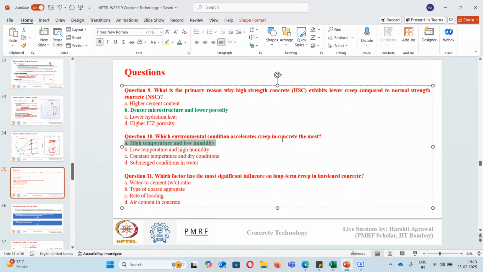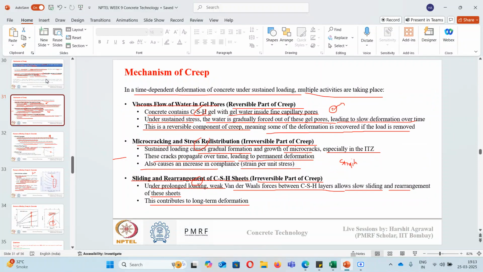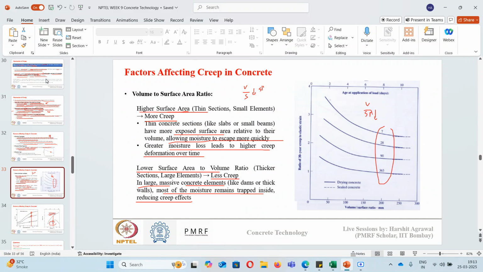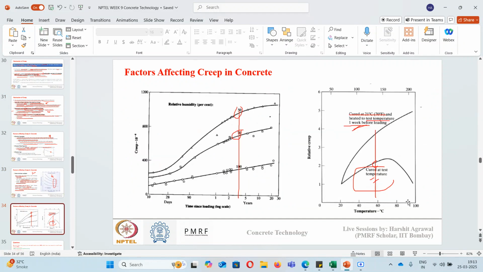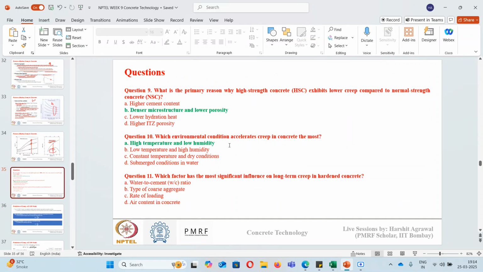Like we have talked here, it is the movement of moisture and the cracking and the sliding. So movement of moisture is also a critical part. Here also you can see, as the temperature is increasing, the creep is increasing, and as the relative humidity is low, there is more creep due to more drying of concrete. So that's why high temperature and low humidity will accelerate the creep in concrete.